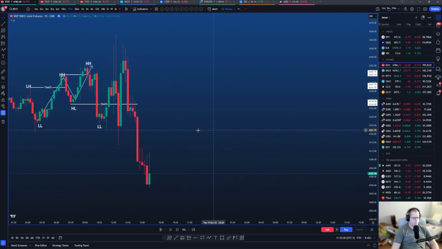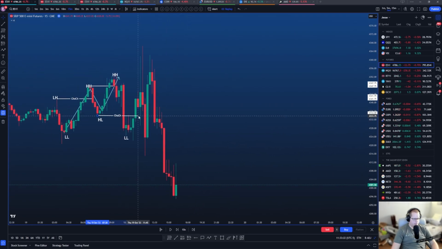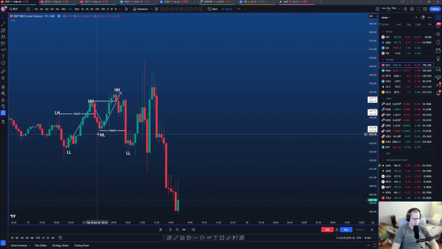Okay, so a lot of chop here. Here's change of character. Technically, as soon as we break through here, it's not a change of character unless it closes under or above the previous resistance. So here's a higher low. We closed under that higher low, so that's the change of character. If it wicks, those are liquidity grabs. So here's a higher high.